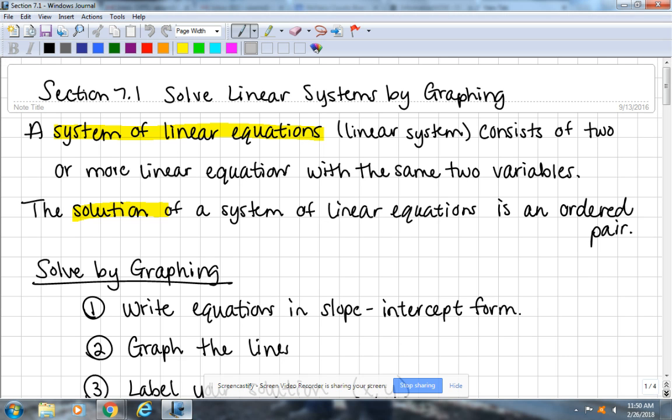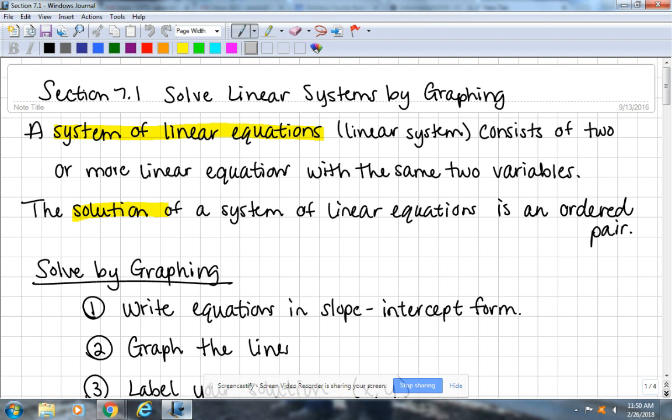Section 7.1 is the beginning lesson for Chapter 7 on systems of equations, and today's lesson will be solving systems of equations by graphing. Now, a system of linear equations is when you have two or more linear equations that have the same two variables. So two equations, two variables.